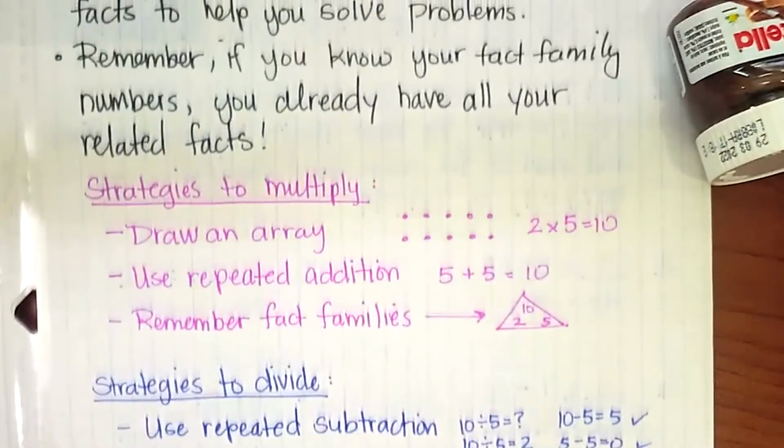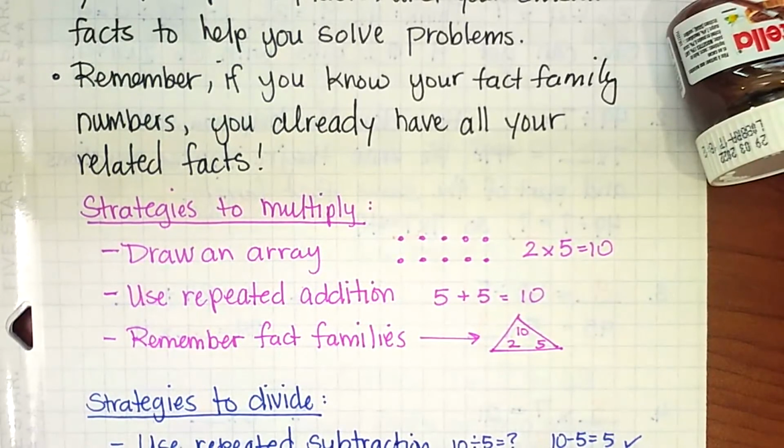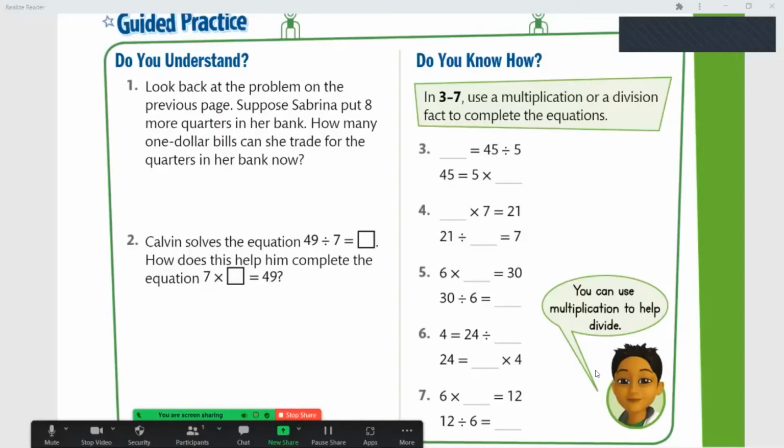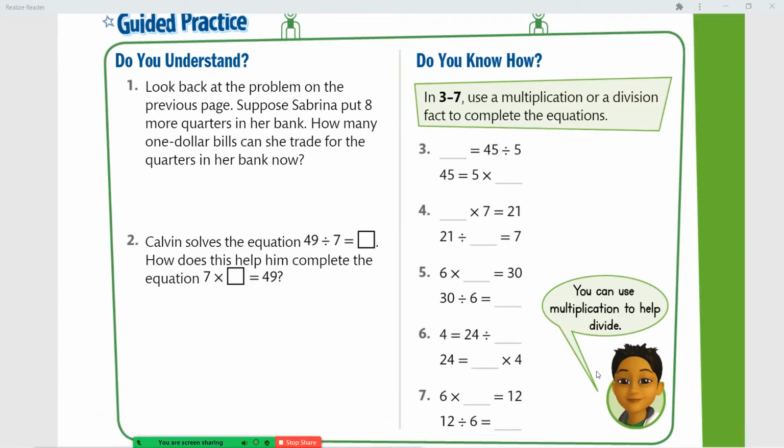Now, let's go ahead and reread or re-peek at that guided practice question, and then we're going to work on solving it together. So we know originally she had how many quarters? Originally, we know that she had 28 quarters from the last question.